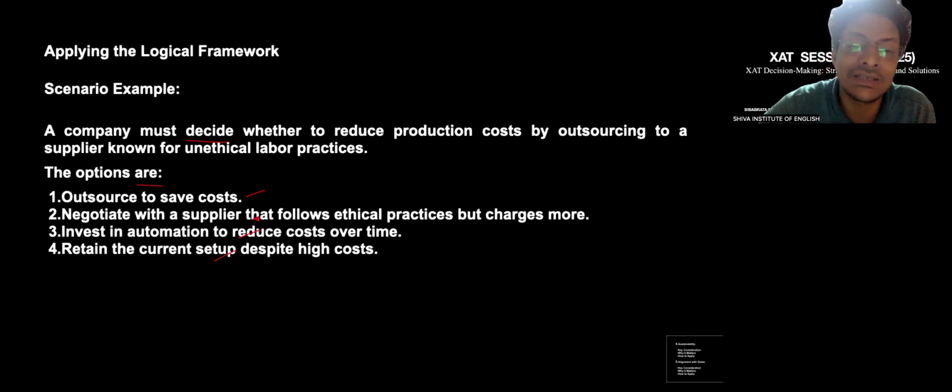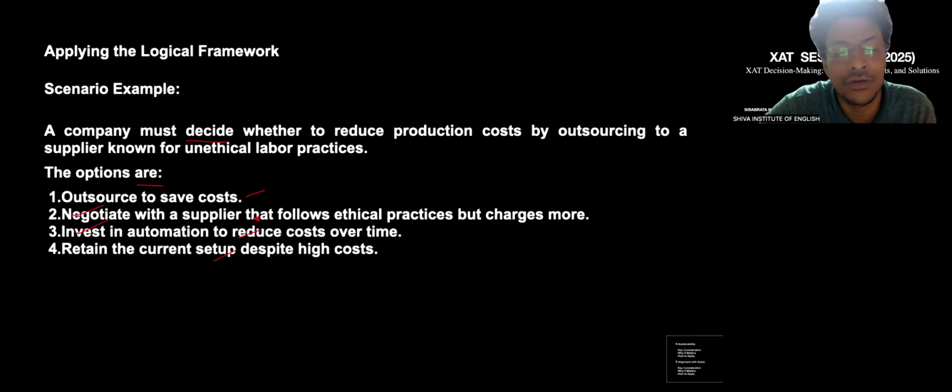Now in this case, you can observe that option two and option three, these two statements offer nothing but an ethical and sustainable solution while aligning with organizational goals, isn't it? Now, in this case, what we can find here is negotiate with a supplier that follows ethical practices but charges more.